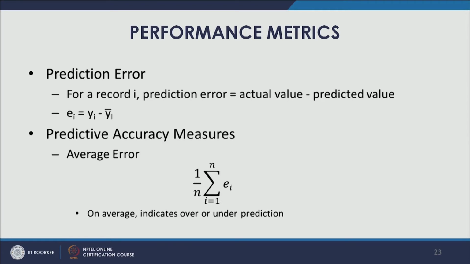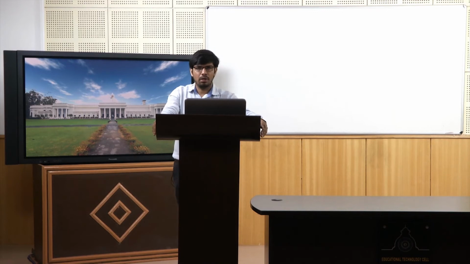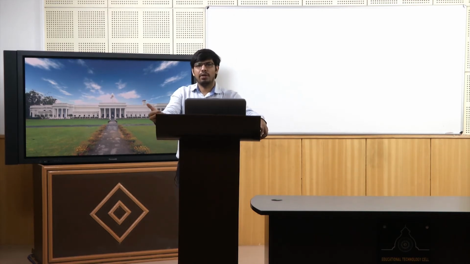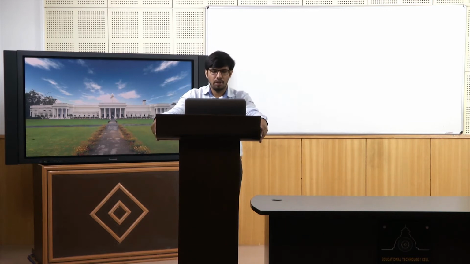What does an average error indicate about the performance of the model? If the actual value is bigger than the predicted value, the error is going to be positive for that record. If the actual value is less than the predicted value, the error will have a minus sign before its value. Therefore we will have positive and negative error values.